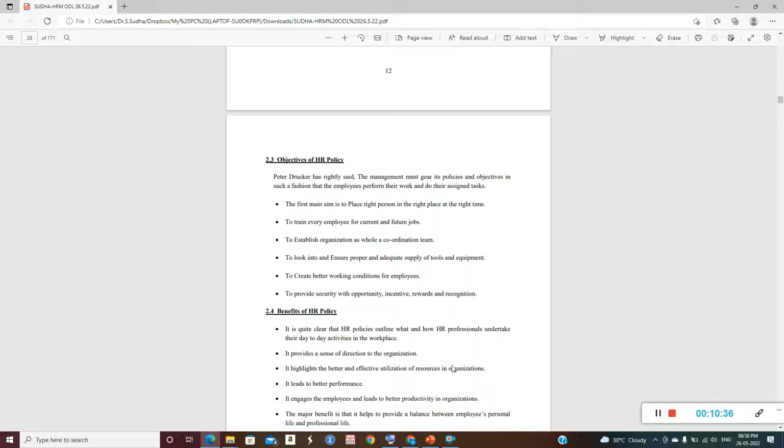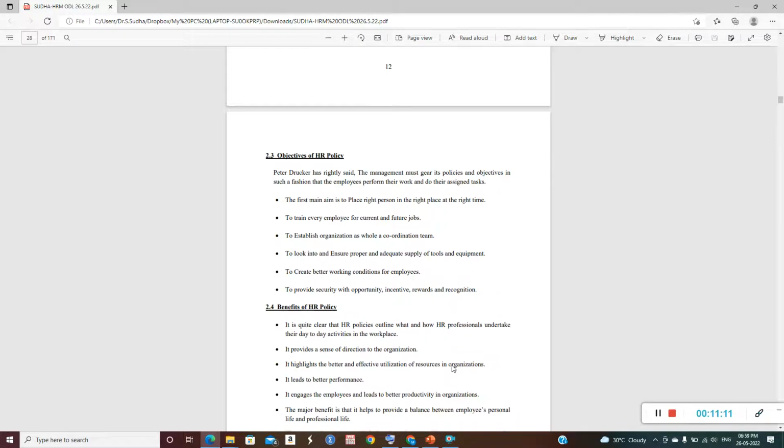To establish the organization as a whole, a coordinated team. Teamwork plays a vital role here, to ensure proper and adequate supply of tools, equipment and resources, to create better working conditions for employees, and to provide security with opportunity, incentives, rewards, and recognition. All these are said to be the main objectives. For our company to achieve these objectives, we need to look into them.